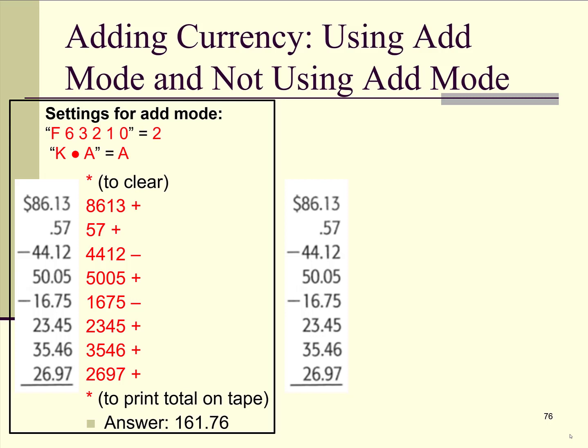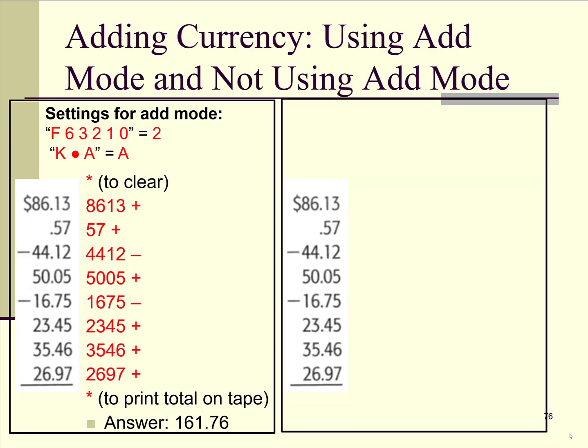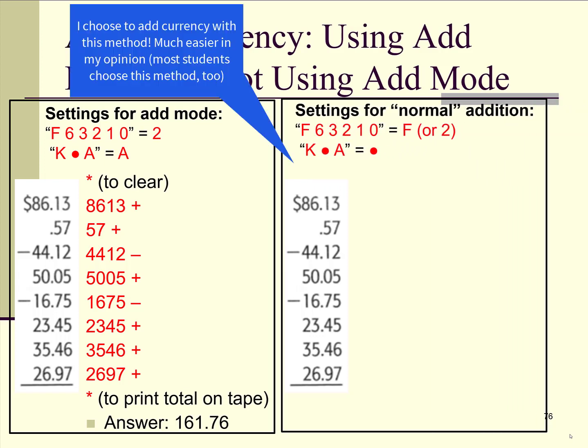Was that confusing to you? Don't worry about it. Then just don't use the add mode. So now on the right, we're going to add just like we normally do, which means we're going to set our settings back to normal. So this is important. Set your decimal selector back to F for floating. You could leave it on 2, but I prefer to leave it on F for floating.